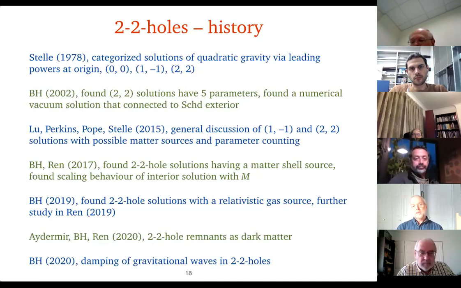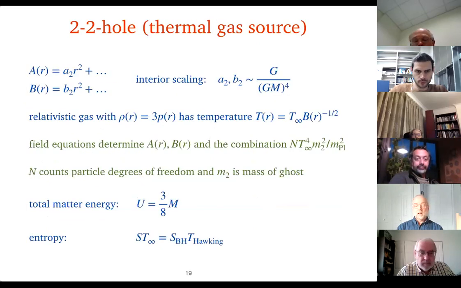So let's talk about these 2-2 holes that have a thermal gas as the source. I've already told you about how these metric functions behave close to the origin. I've also mentioned that we know the interior scaling, so that means we know how these coefficients, A2 and B2, depend on m. And they go like 1 over m to the 4th. So yeah, these metric functions get extremely small. The relativistic gas is standard, and it has a temperature which is r dependent, going like the inverse square root of the B function times T infinity.